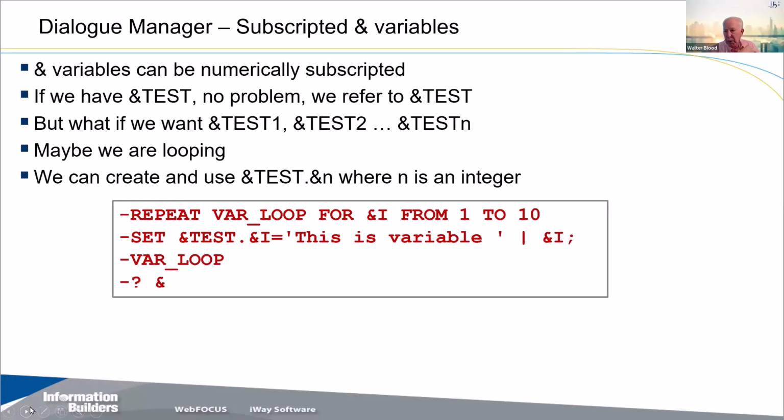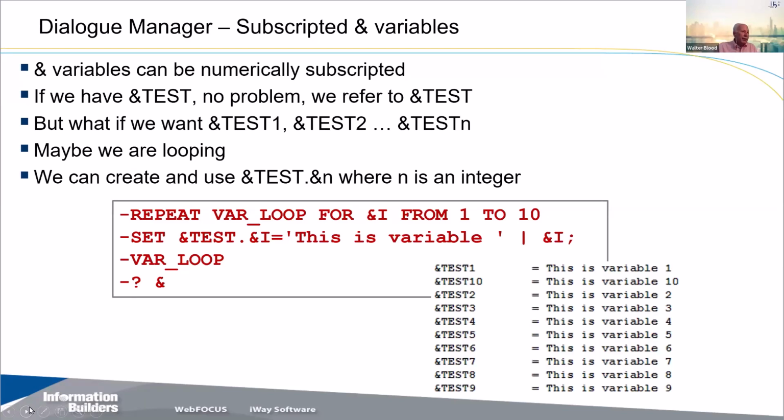loop works. The -REPEAT loop will end. It'll jump past -VAR LOOP once it has gotten to 10, and the next time it comes back, it'll say, I'm already past 10, therefore I'm going to go to -VAR LOOP and continue on from there. And you see here, I've got a question mark ampersand, which actually shows me what I got. And this is what I end up with.